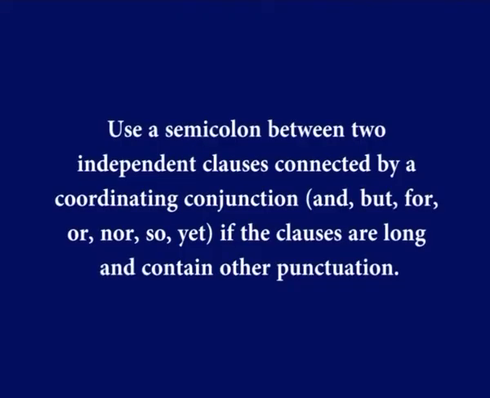Now, for clarity in long sentences, use a semicolon between two independent clauses connected by a coordinating conjunction, that is and, but, for, or, nor, so, yet, if the clauses are long and contain other punctuation. Now, here is an example. The working class mostly comprises individuals like executives, bankers or lawyers, but they form an important vote bank of discerning intellectuals.